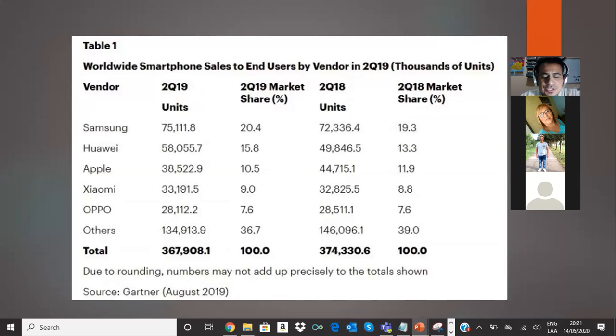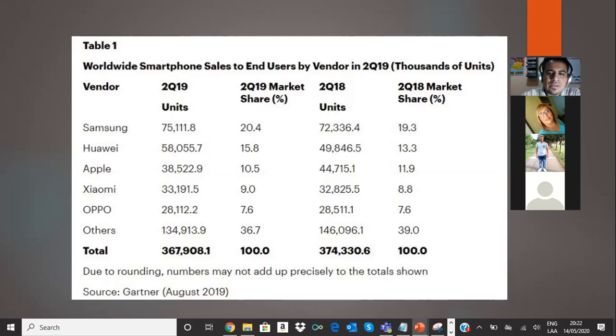Okay. Here in this picture, I am looking at worldwide smartphone sales in 2019, okay? So this is sales in 2019, ¿verdad? Estas son por unidad, nos vamos a enfocar en este primer número. Vendor is the company, right? Samsung, Huawei, Apple, Xiaomi, OPPO, others. Okay, so let's focus on these first four. And this is how much they sold in 2019. Okay, so lo que ustedes ahora van a hacer es comparar información.